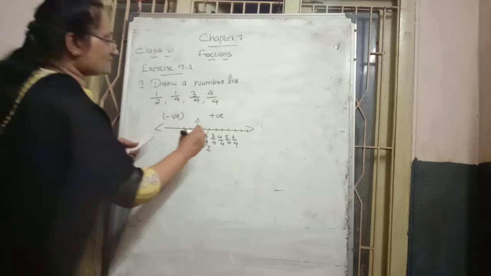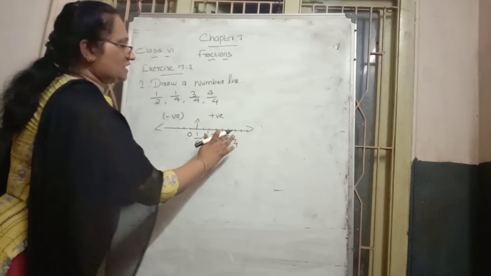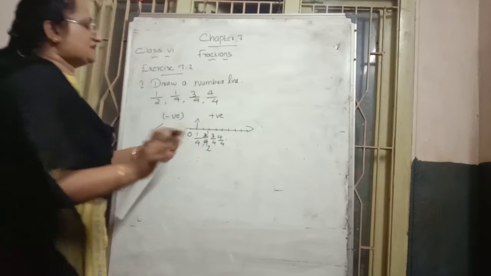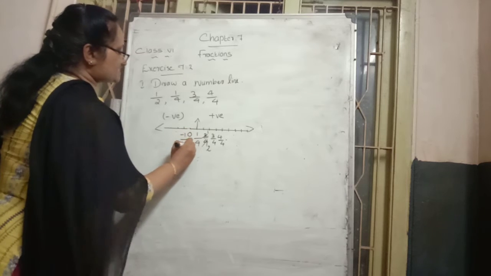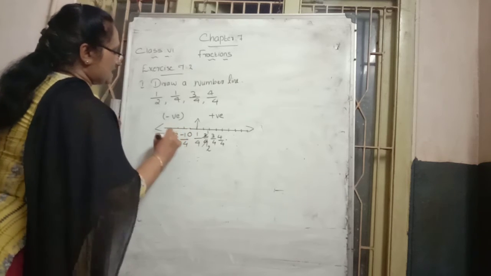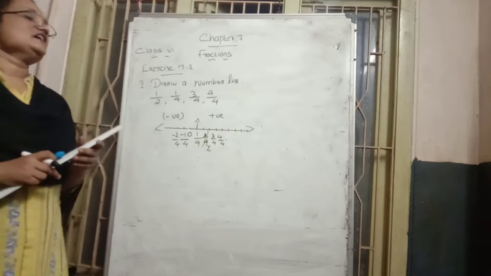Next, which number do we want? 3 by 4. Next, 4 by 4. Up to there is enough. These are the numbers. To avoid confusion, marking just the negative values is also enough. In this way, we can represent the numbers on the number line.